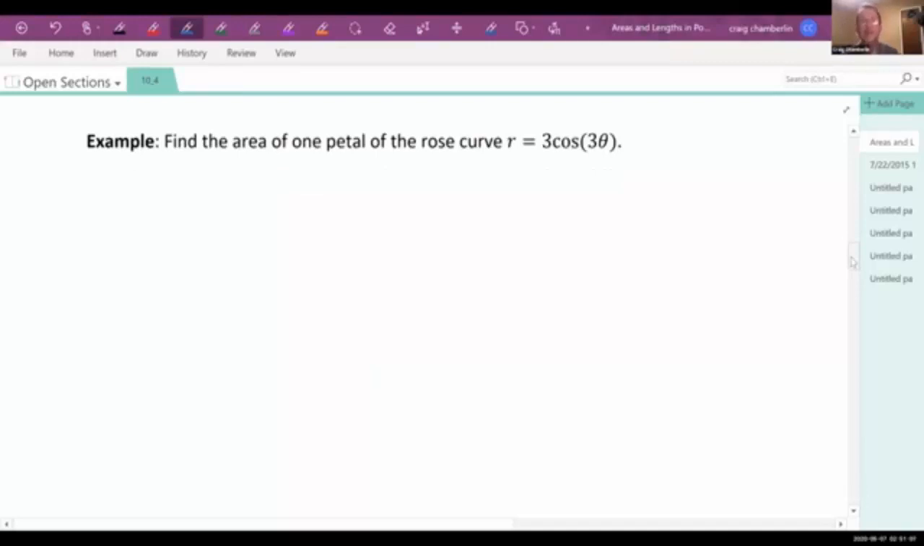We're going to go ahead and find the area of one petal of the rose curve, r equals 3 cosine 3 times theta. Okay, so you can use technology to help you graph these things. I usually show you how to do it without technology. I don't have to graph the whole rose curve. In fact, using symmetry, all I really need is half of a petal, and I can multiply by 2 the area I end up with to get the full area. So it is a good idea to graph at least part of it, though.